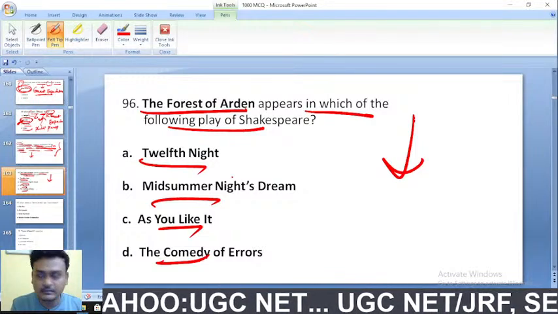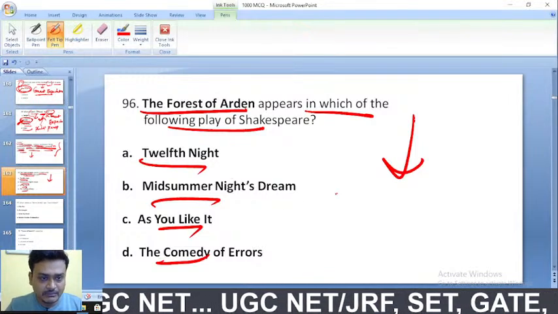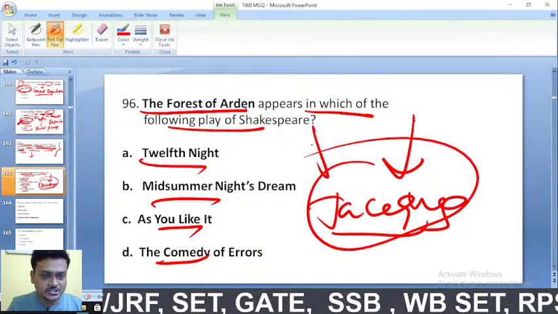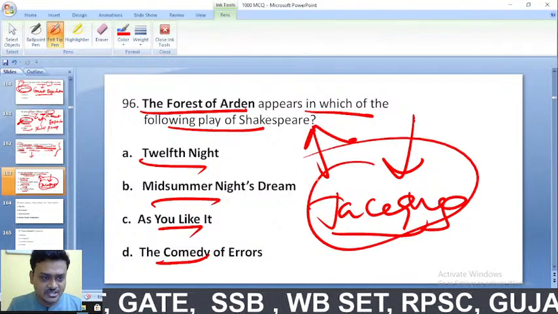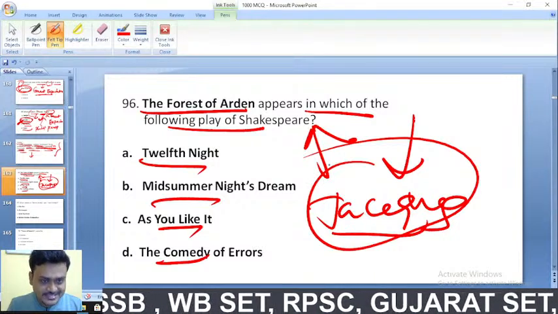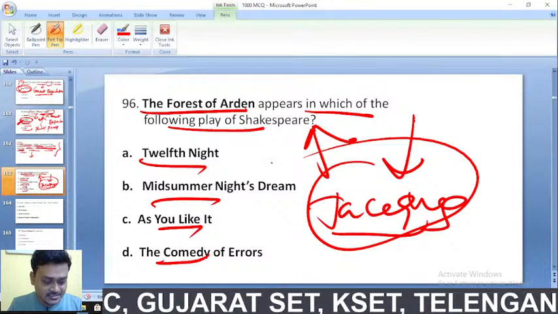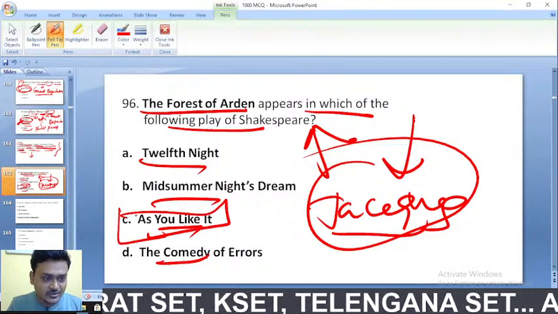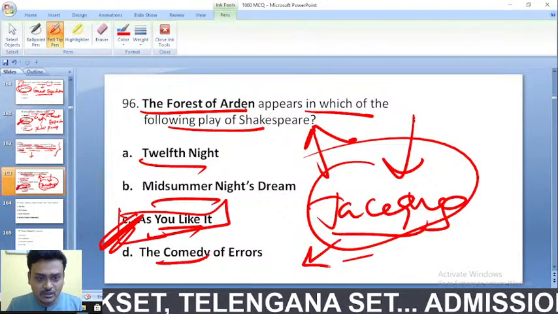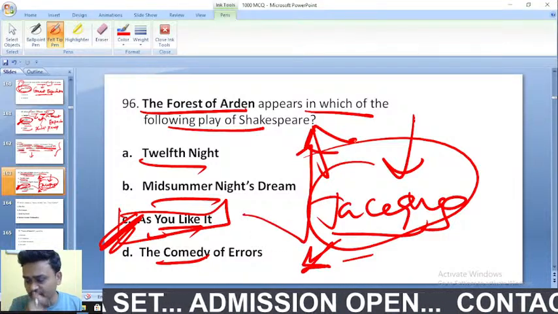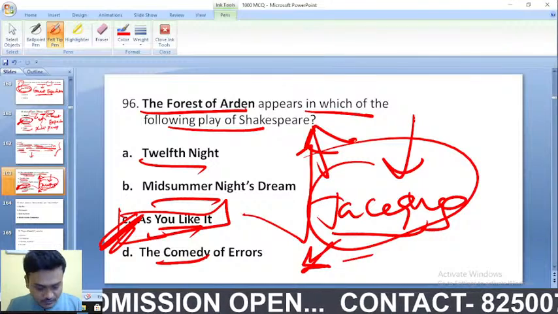Jaques the Melancholy also appears. Okay, remember that Jaques the Melancholy appears in this, and the Forest of Arden in this work as well. So here As You Like It is the right answer, isn't it? As You Like It. Remember that along with that, Jaques the Melancholy also appears in the Forest of Arden, and here he also talks about Shakespeare's seven ages.